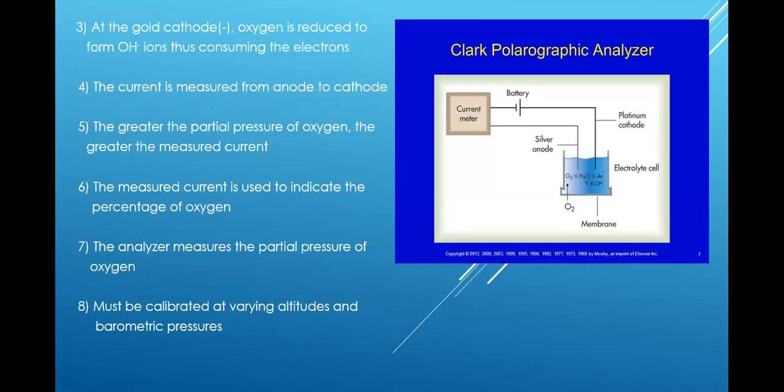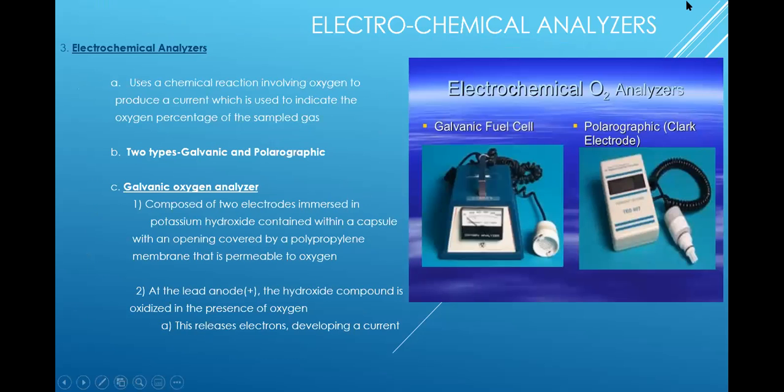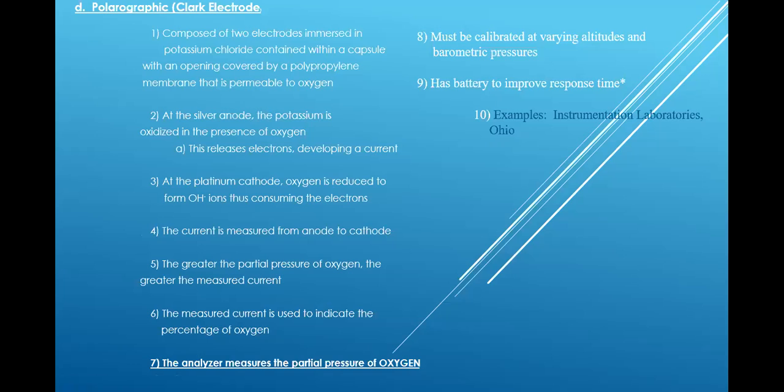Okay, it's not done yet. The analyzer measures the partial pressure of oxygen. See, the measured current is used to indicate that percentage, but the analyzer measures the partial pressure of oxygen. Okay? It must be calibrated at varying altitudes and barometric pressures. So if you live in Memphis, it'd be calibrated to this pressure. If you lived in Denver, which is higher, you'd have to calibrate it there. Okay? It just makes a little difference. And that's the galvanic.